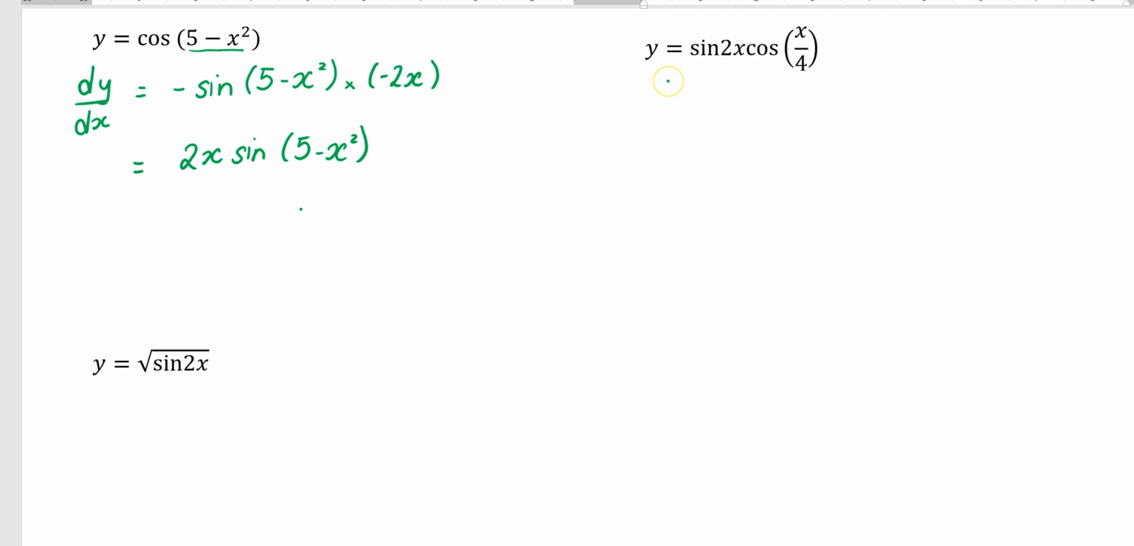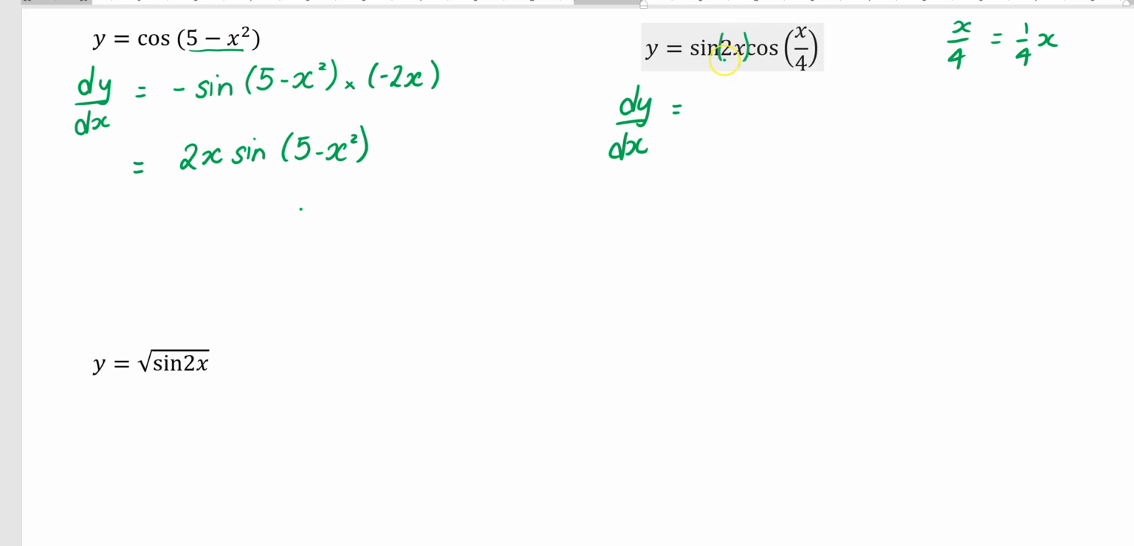Okay, we now come to our next one, and technically this should be sine of 2x there. And so here we've now got a function times a function. The first function being sine 2x, the second one being cos, and remember x over 4. I hope you're looking at that as it being a quarter times x. So this means product rule, and off we go. So dy by dx.